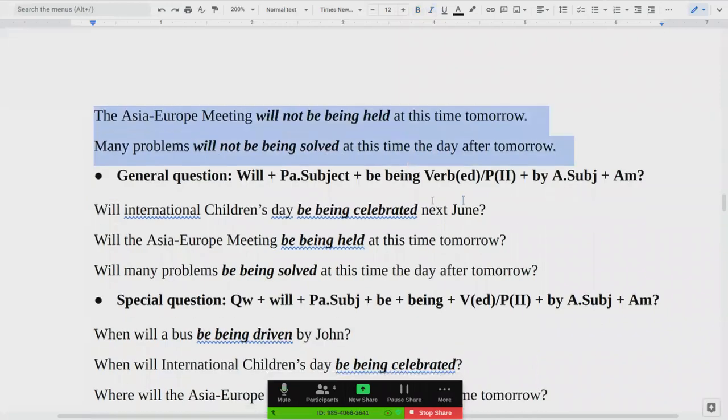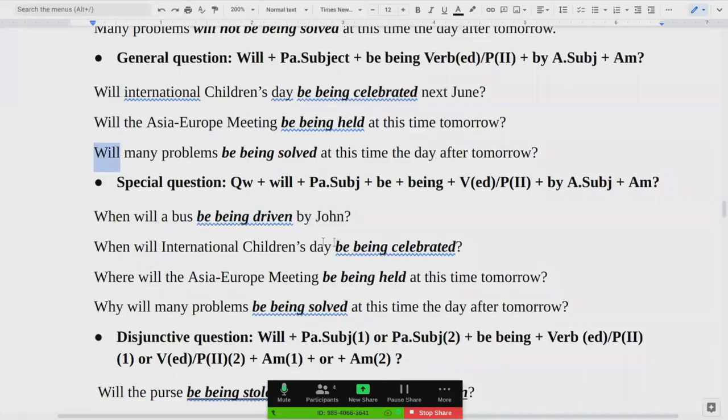And for a general question, will is at the beginning of your sentence. Will International Children's Day be being celebrated next June? And this one is the general question form. And then we can answer this kind of question in a short form, just like yes or no. Yes, it will be being celebrated, or no, it won't be being celebrated. Like that.